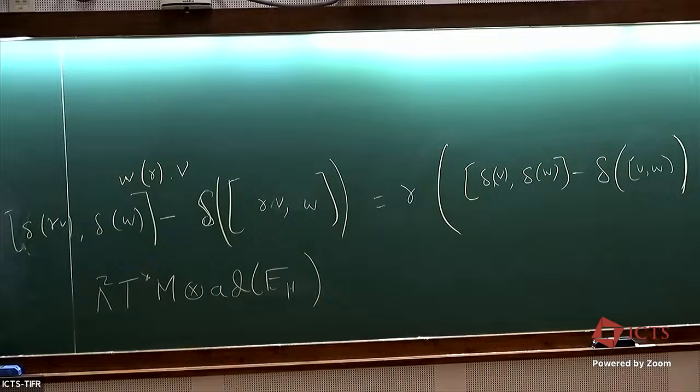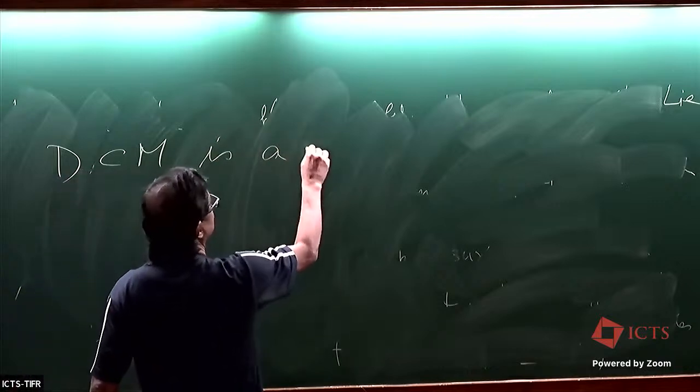I need a little more on this generality. Now suppose E inside M is a normal crossing divisor.